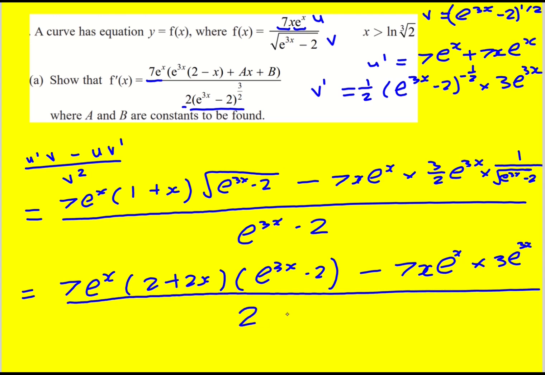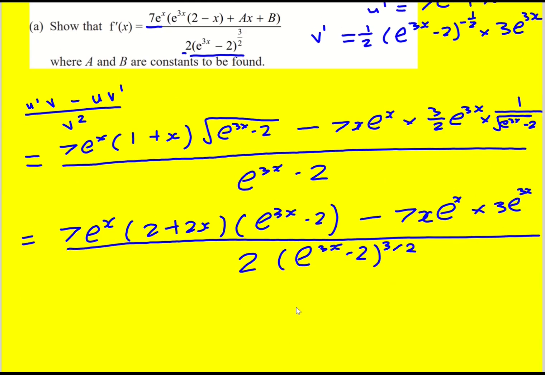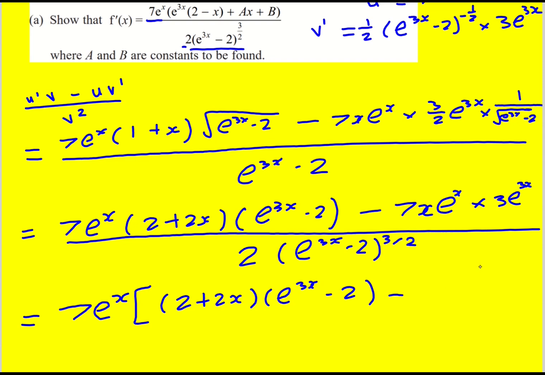And on the bottom, I've got 2e^(3x) minus 2^(3/2). This is not the only way you can do it, but I think that's a pretty solid step. Now I'm going to factorize out that 7e^x from the whole of the top. So I will be left with 2 plus 2x, e^(3x) minus 2, minus 3x e^(3x).